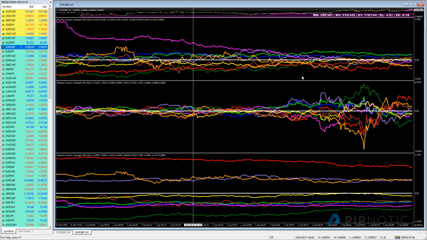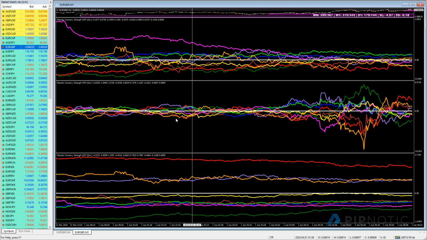You can see this information very clearly. And this here is a vertical line which has been put 15 minutes after the open of the active session.